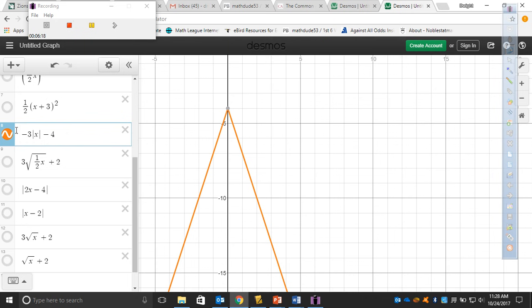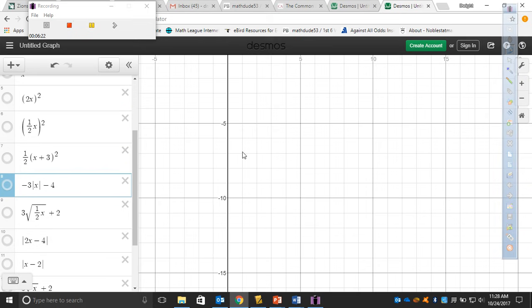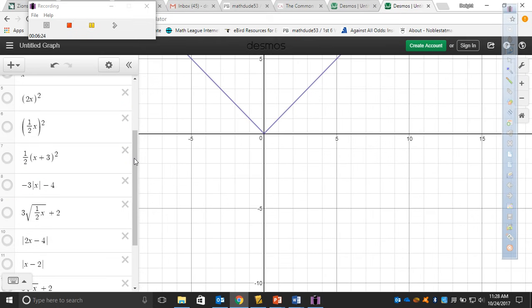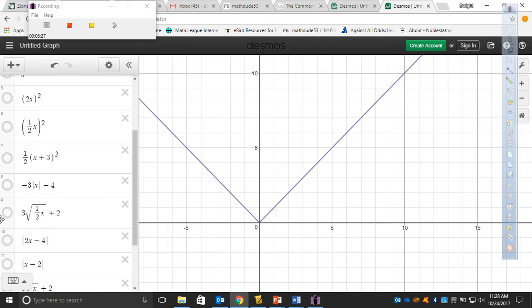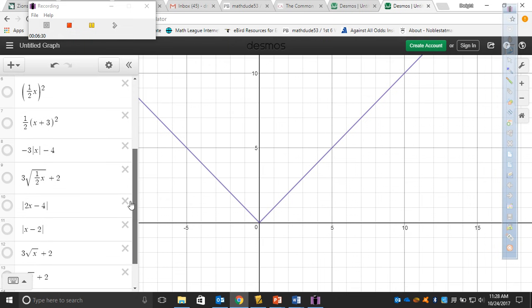Moving on, I'll leave that parent graph up here because we're still dealing with an absolute value for this next one. So absolute value of 2x minus 4. So again, taking what makes this 0. This is a little trickier because we have the 2x and the -4. So you don't just want to say, oh, it moves 4 to the right because of the negative 4, because there's a factor in there because of the 2.